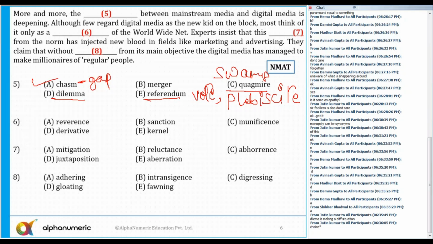Okay. Dilemma is not right. Dilemma is you are undecided. You don't know what to select. So it should be chasm. The word is not pronounced chasm. It's pronounced chasm. It's a gap. So the gap between mainstream media and digital media is deepening.